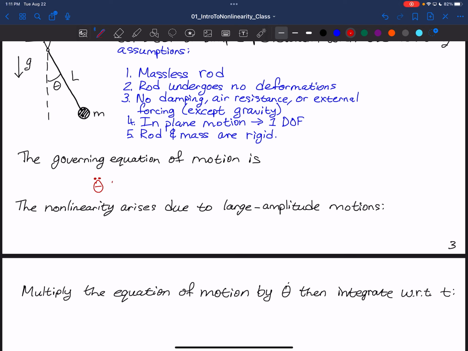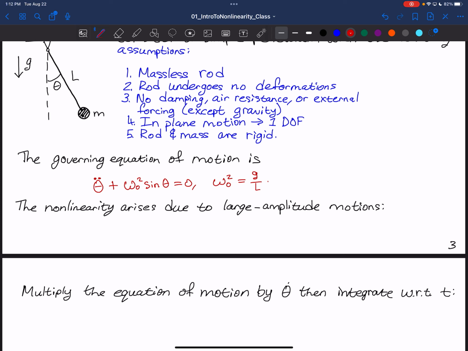So anyway, the equation of motion is theta double dot, which is a second time derivative, plus omega 0 squared times the sine of theta, and that's equal to 0. And here omega 0 squared is equal to g divided by L. Okay, and so right here the nonlinearity arises in this sine of theta term.